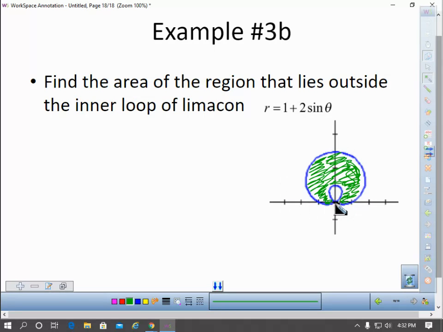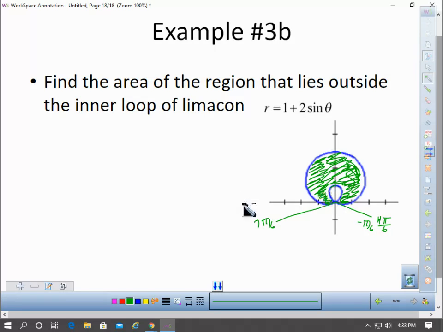Now, remember this was at 7 pi over 6, and this right here was at 11 pi over 6. So going from, if you want to call this negative pi over 6, going from negative pi over 6 around to 7 pi over 6 does this part. And then in between here is what maps out the loop. So going from 7 pi over 6 to 11 pi over 6 does the little loop in here.